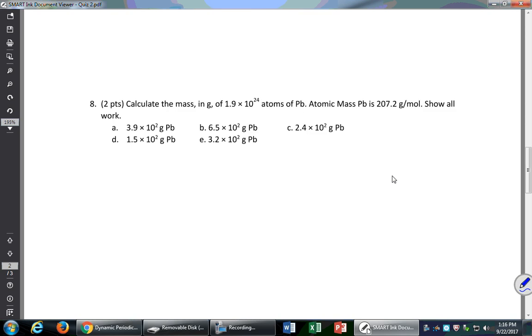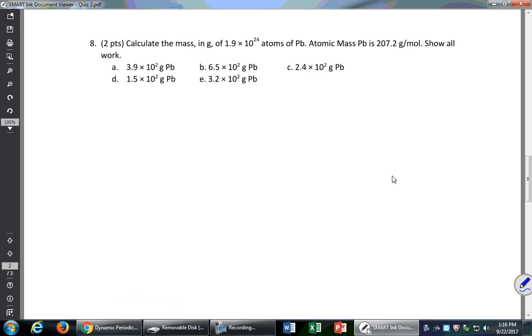I'll do this one next because it's more related, and I'll do 7 last. So this one's actually the calculating. We want to know the mass of lead. We're given the atoms of lead.